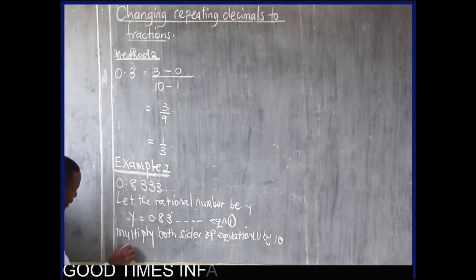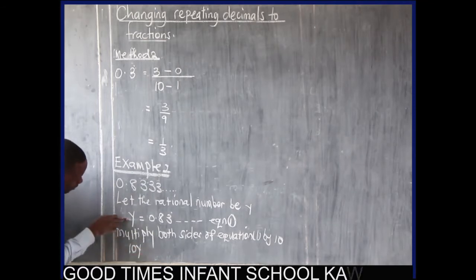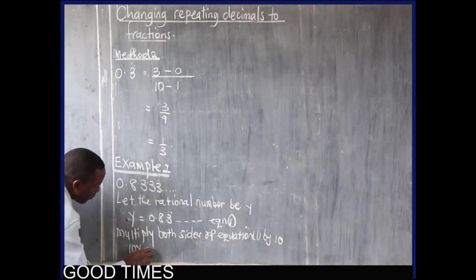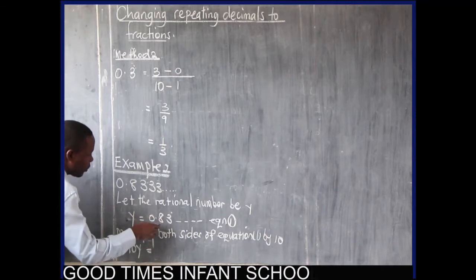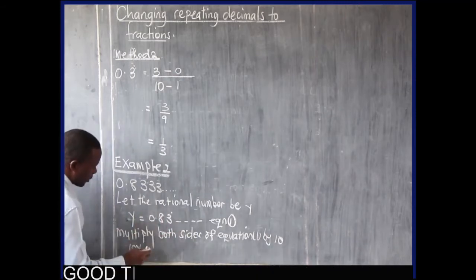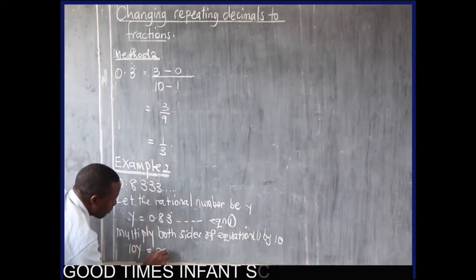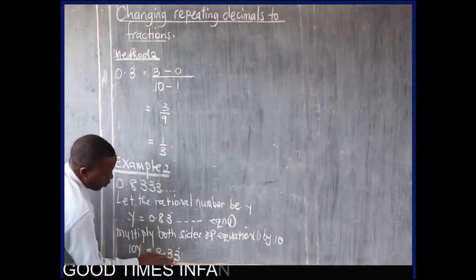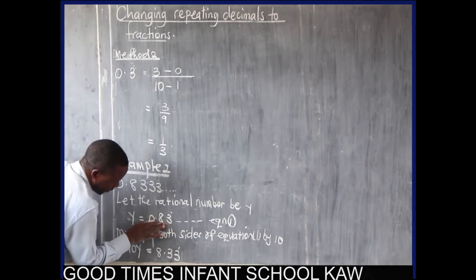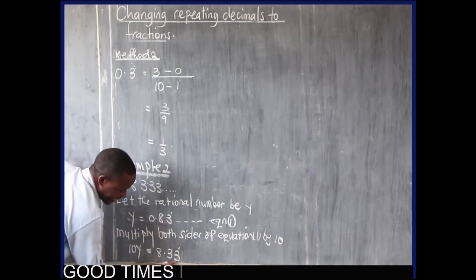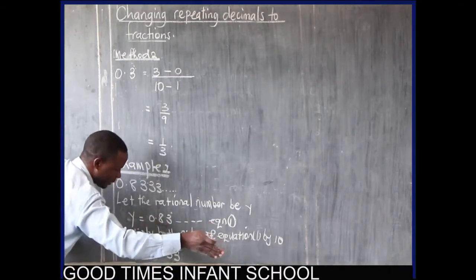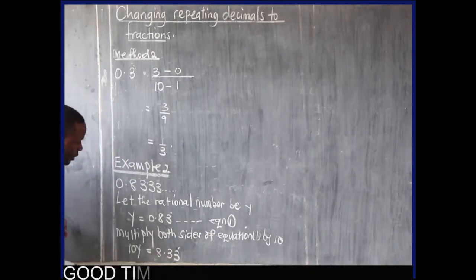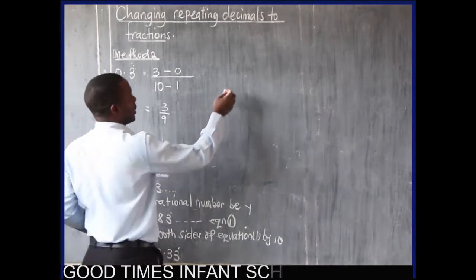So we shall get 10y, because I multiplied here by 10. And when you multiply here, this 10 will remove one decimal place, it will be 8.3, now 3. 2 decimal places here and 2 decimal places here. Why another 3? There are many 3's because of this recurring. How has this 8 come? A quick look.